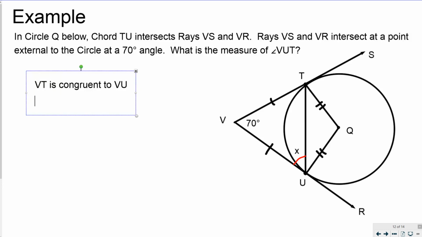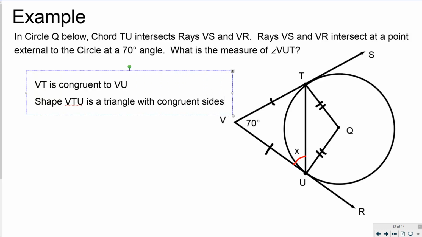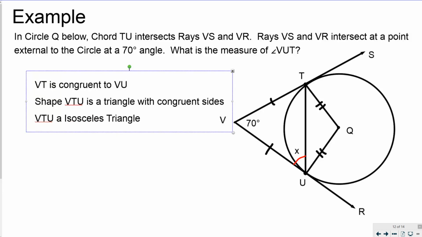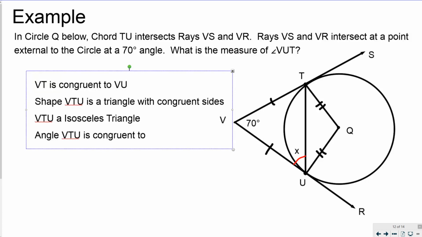We also know that shape VTU is a triangle with congruent sides. That makes VTU an isosceles triangle. And that would mean that angle VTU is congruent to angle VUT.